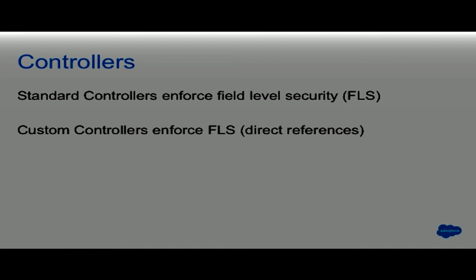Let me explain that. So in my controller, let's say it's a controller for contacts. And somewhere in my code, I create a new contact. And now I want to take the current contact from the controller and assign that into this new contact. That's a direct reference. So that sort of behavior happens with field level security being fully enforced.